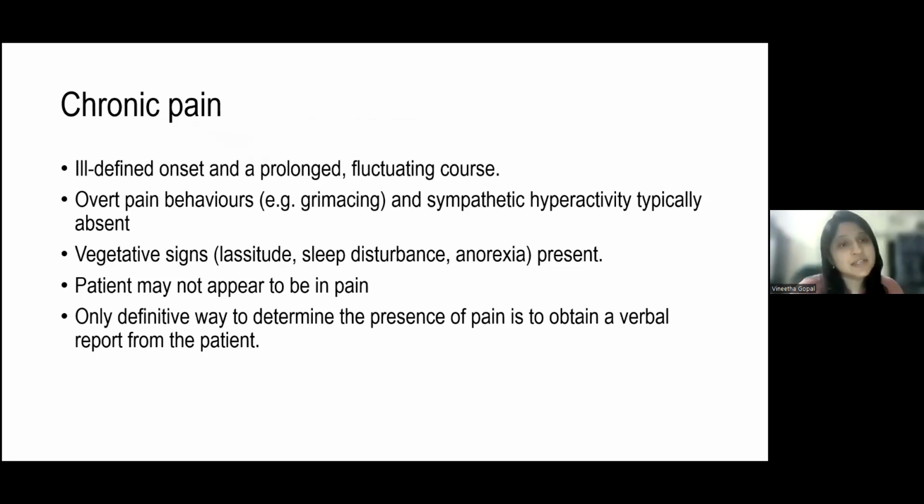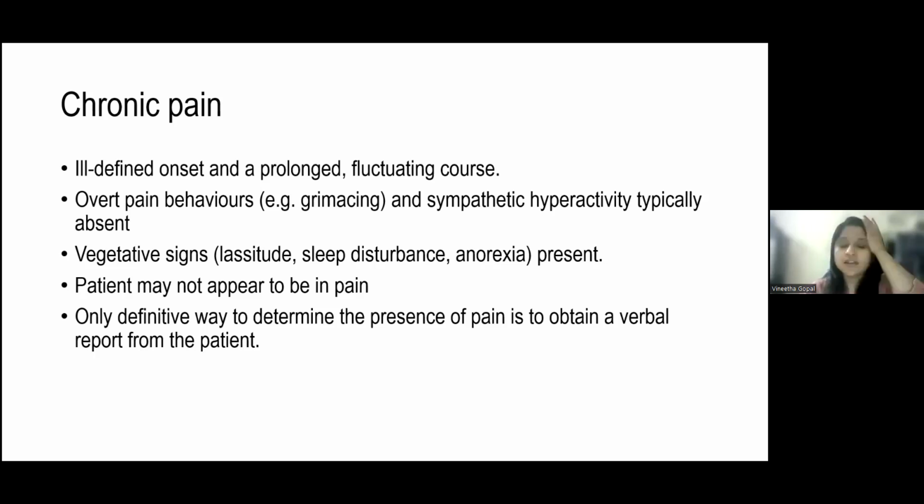Now, why this happens is chronic pain has got an ill-defined onset and a prolonged fluctuating course. Overt pain behaviors like I already told, grimacing and sympathetic hyperactivity, are typically absent, but vegetative signs like lassitude, sleep disturbance, anorexia will be present. Patient may not always appear to be in pain, and the only definitive way to determine the presence of pain is to obtain a verbal report from the patient.